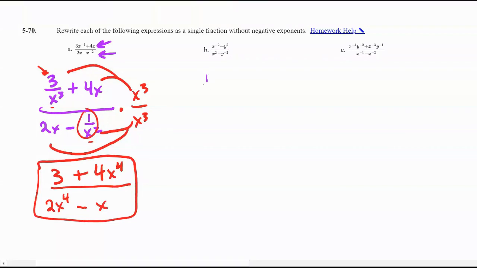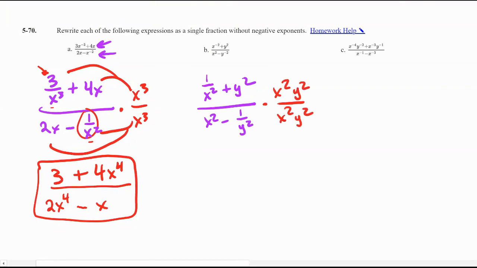Second one here, I'm rewriting x to the power of negative 2 as 1 over x squared, and I'm rewriting y to the power of negative 2 as 1 over y squared. I'm multiplying the top and the bottom by x squared, y squared, because I know that will get rid of the denominators here, this one and this one. But I have to distribute it to everything.